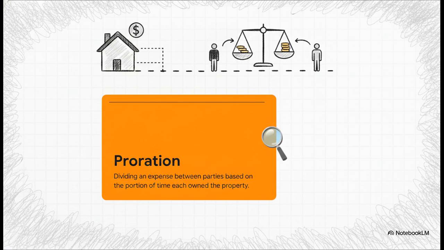In plain English, this just means dividing an expense or credit between the parties based on the portion of time each party owned or will own the property during a given period. So the crucial point is, this is really just about basic fairness. Think about it. It wouldn't be fair for a buyer to pay for a full year of property taxes if they only own the home for a single month, right? Proration fixes that imbalance perfectly.